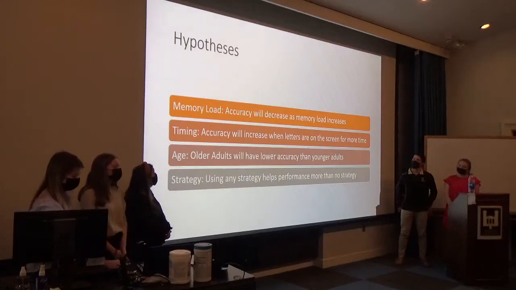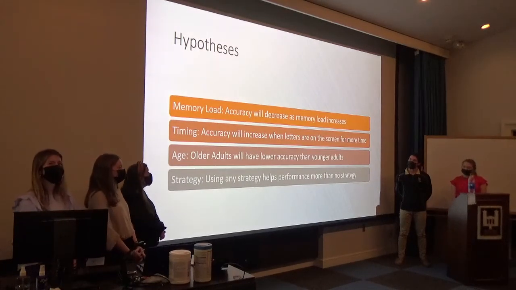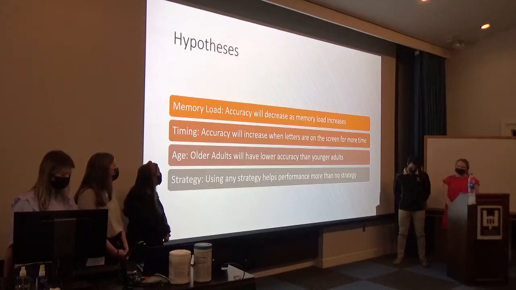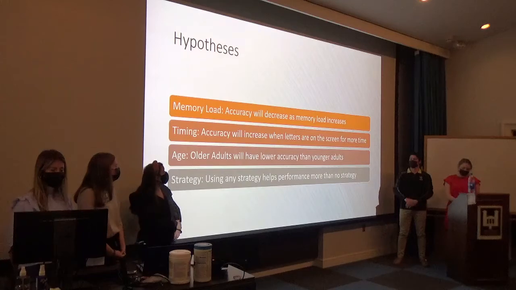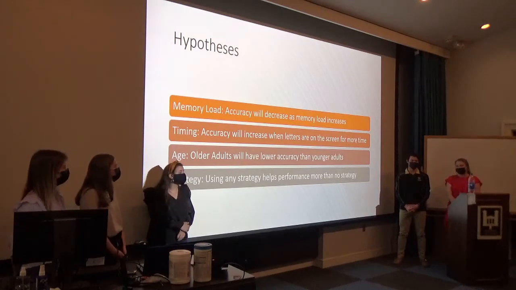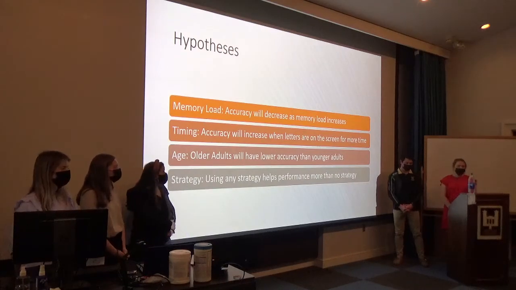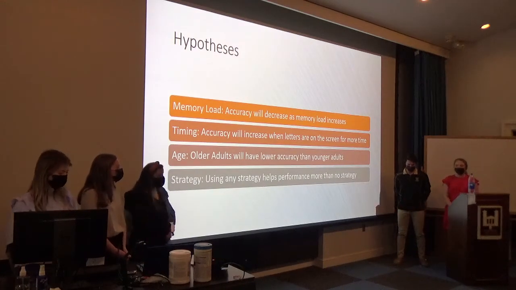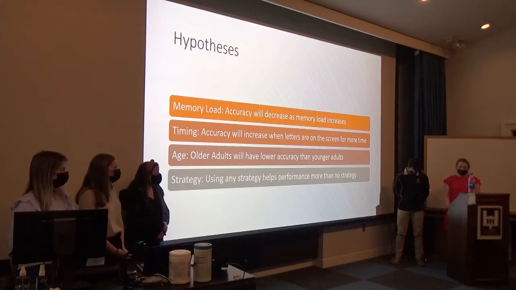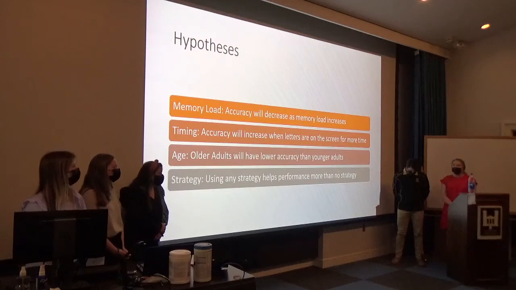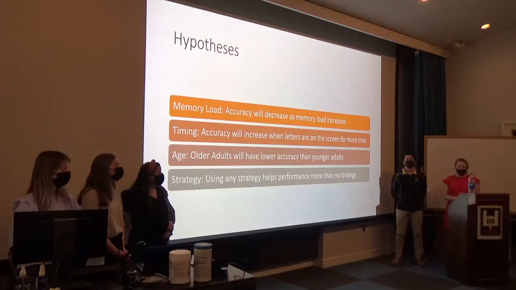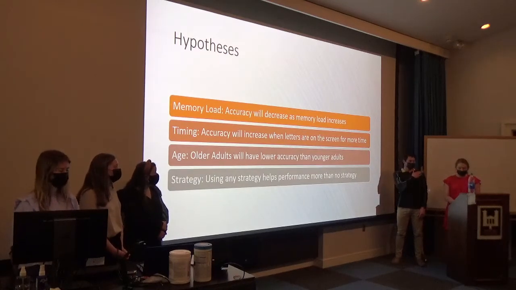So our study had 4 hypotheses. Our memory load hypothesis was that accuracy would decrease from 1-back to 2-back to 3-back. Our timing hypothesis was that accuracy would increase when the letters were presented on the screen for longer periods of time. So in addition to our n-back manipulations, we also compared older adults' performance to younger adults' performance, and our hypothesis was that older adults would have lower accuracy than younger adults on all n-back tasks.